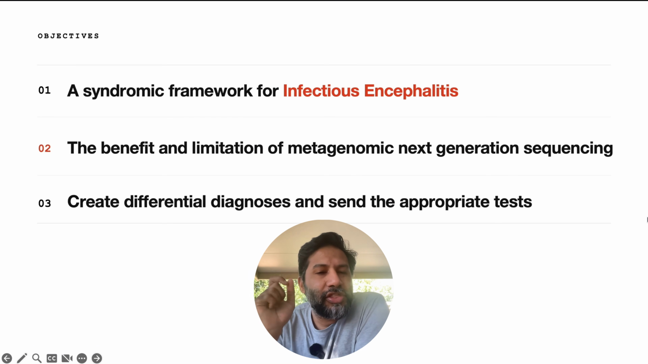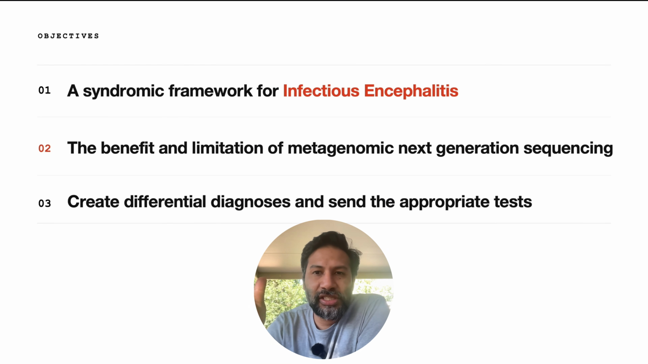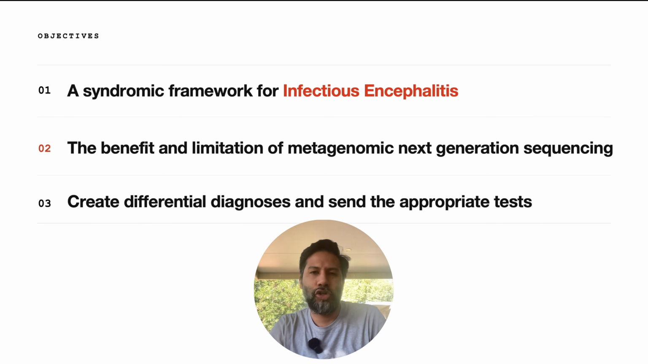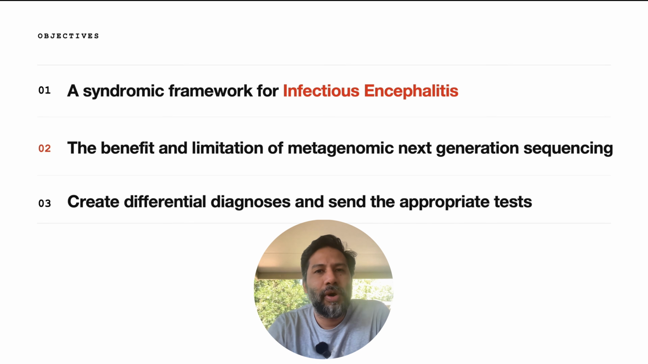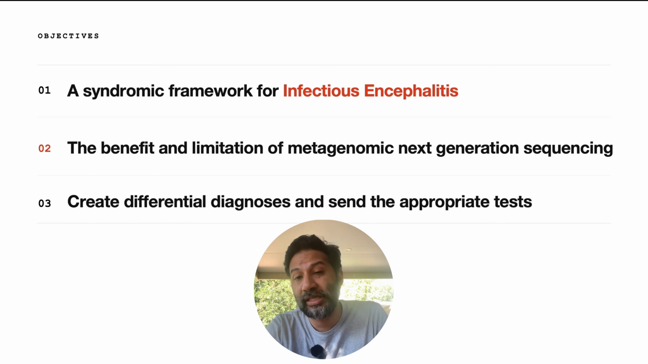So let's start off. So the things I want to talk to you about today is infectious encephalitis, and then I want to touch briefly on metagenomic next-generation sequencing, a bit of a hot topic in the neuro ID world. Well, it's been around for a while, but what is it? It keeps popping up. How does it work? What's the technique? And is it appropriate? And really what I want to also go into is creating differential diagnoses, and then understanding based on your differential diagnoses, what are the appropriate tests to send.